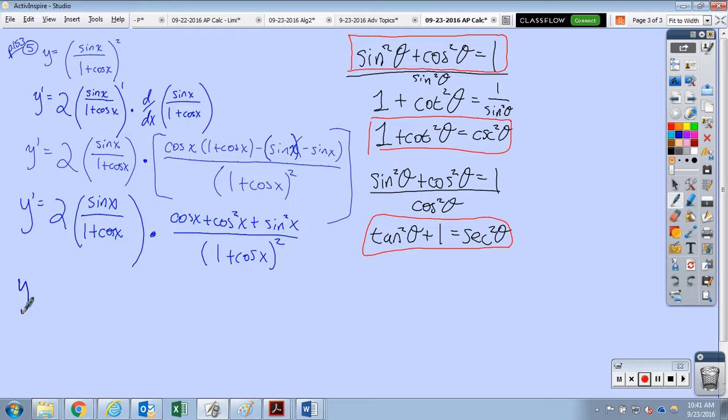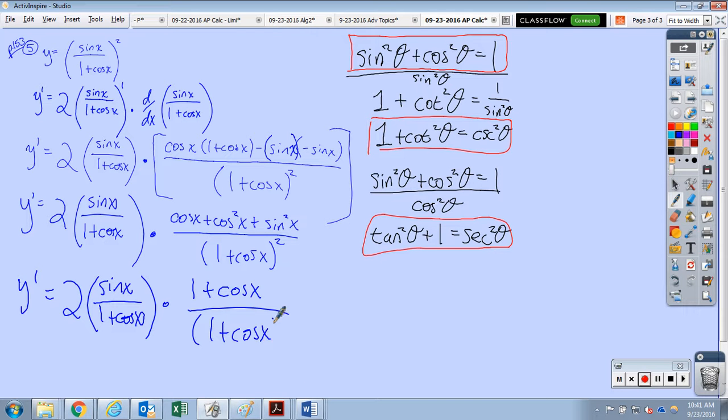Alright, so if we continue with this, y prime would be equal to 2 times sine of x over 1 plus cosine of x, times, now cosine squared x plus sine squared x is 1, so we have 1 plus cosine of x over 1 plus cosine of x squared. And now this got really convenient real quick. It doesn't matter how I simplify this, whether diagonally or directly up and down. I think that would be about as far as we can go here.